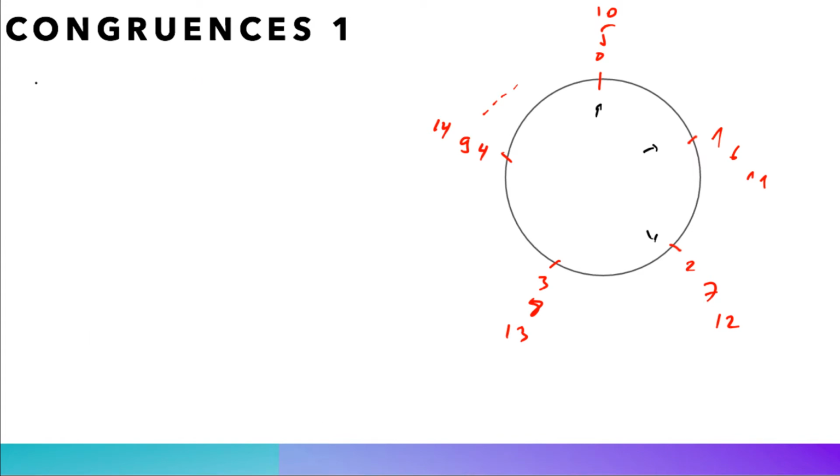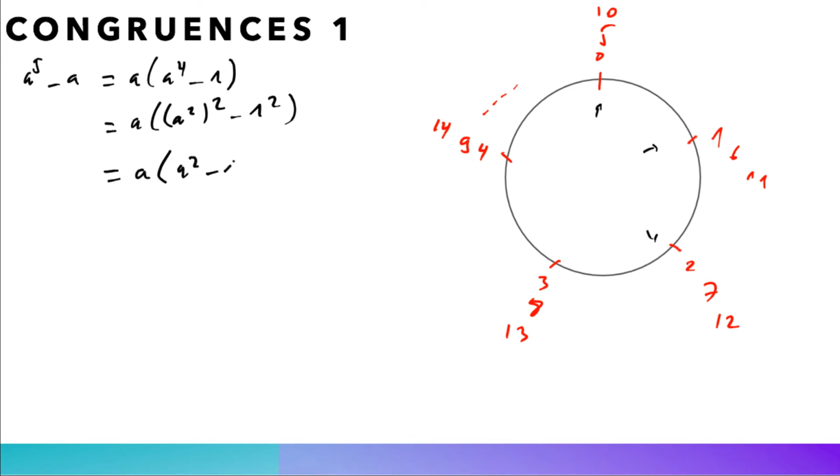Let us now get back to our claim, and let me remind you that we would like to prove that a to the 5th minus a is a multiple of 5. In the same fashion as a cubed minus a, we write this as a product which is equal to a times a to the 4th minus 1, and this is equal to a times a squared all squared minus 1 squared, which is equal to a times a squared minus 1 all times a squared plus 1, and this is also equal to a times a minus 1 times a plus 1 all times a squared plus 1.